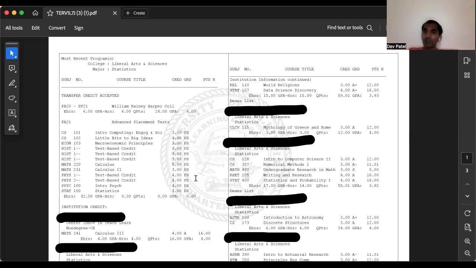This class is very application heavy as well. There are a lot of Python labs, sort of similar to Math 257, so you also see the applications of what you're learning. So that's very easy as well.